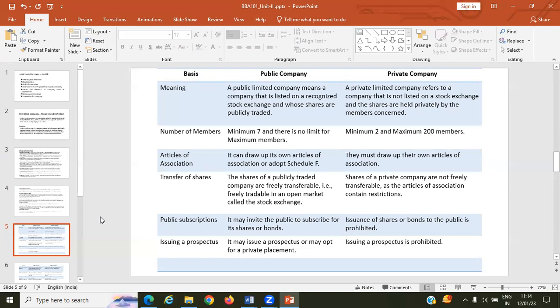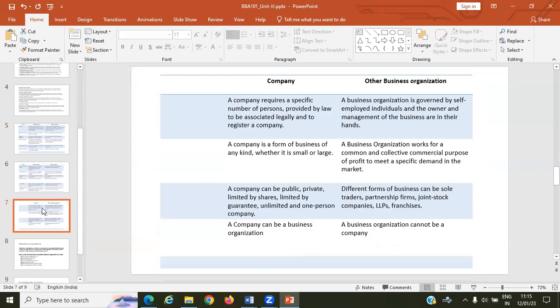So as I was telling, sole proprietorship, then partnership organization, then the company. A company has some rules and regulations from the government that it has to register. But the organization, the sole proprietorship business that you are doing, there is no need. You can register, but there is no compulsion. So there is a difference between a company and other business organizations.